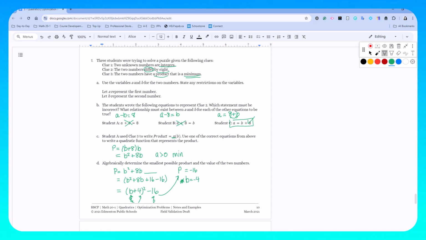So we know one number. B is negative 4, minimum product negative 16. Let's find A. Well, we know that A equals B plus 8 from our student C up there. And so we put negative 4 plus 8, which equals 4. So we have the minimum product is negative 16, one integer negative 4, other integer positive 4.